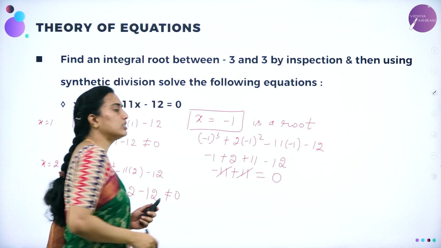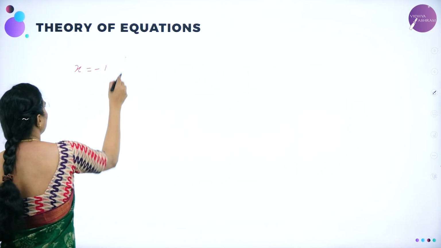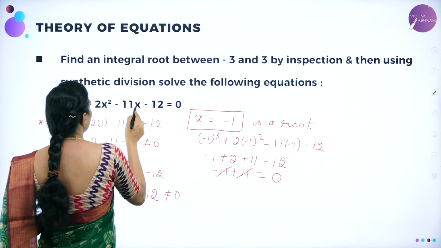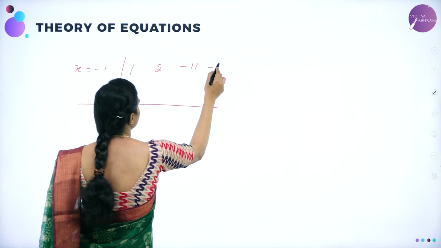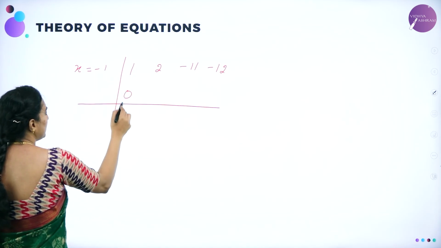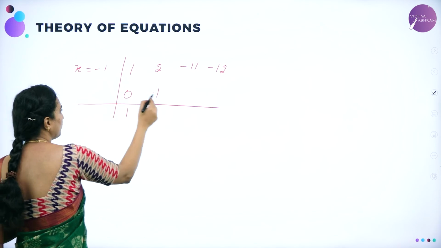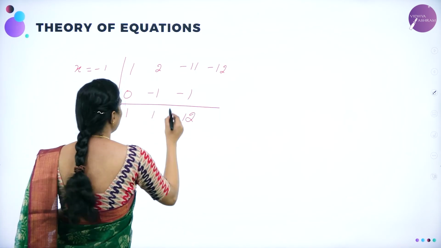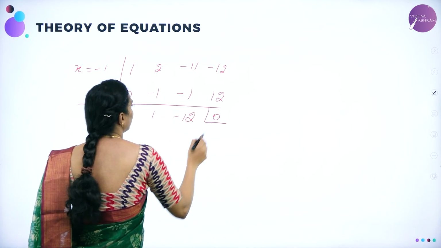Okay, now taking this and doing the synthetic division method, x equals minus 1 is a root. Writing the coefficient of x cube as 1, x squared is 2, coefficient of x is minus 11 and the constant term is minus 12. Now, by putting 0 here, 1 plus 0 is 1, 1 into minus 1 is minus 1, 2 minus 1 is 1, 1 into minus 1 is minus 1, minus 11 minus 1 is minus 12. Minus 12 into minus 1 is plus 12. So you are getting 0 as the remainder.